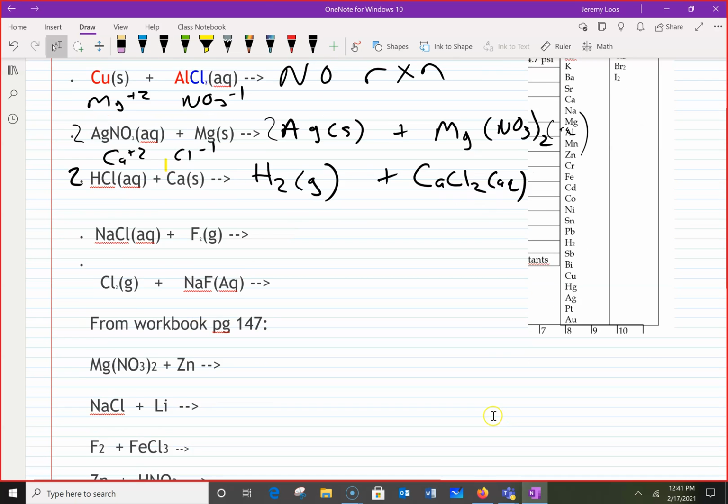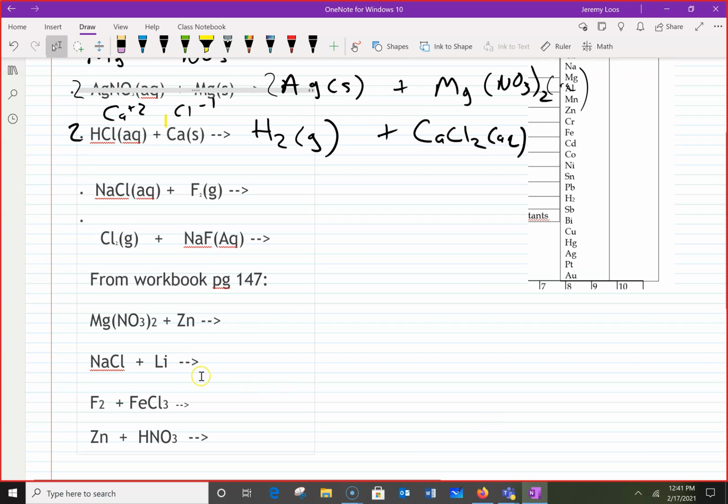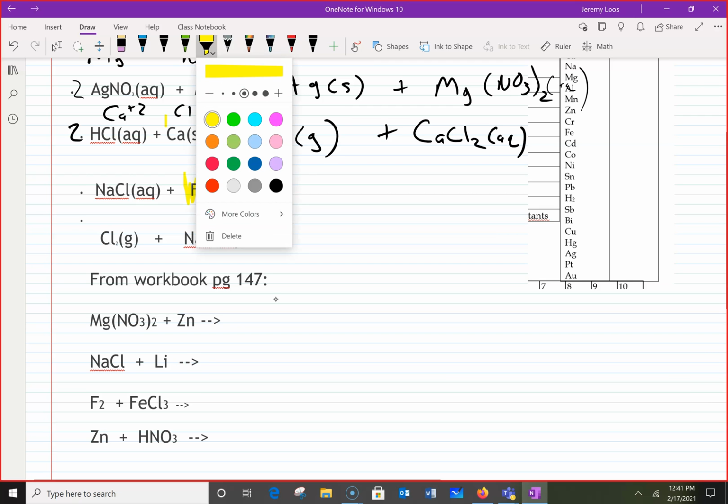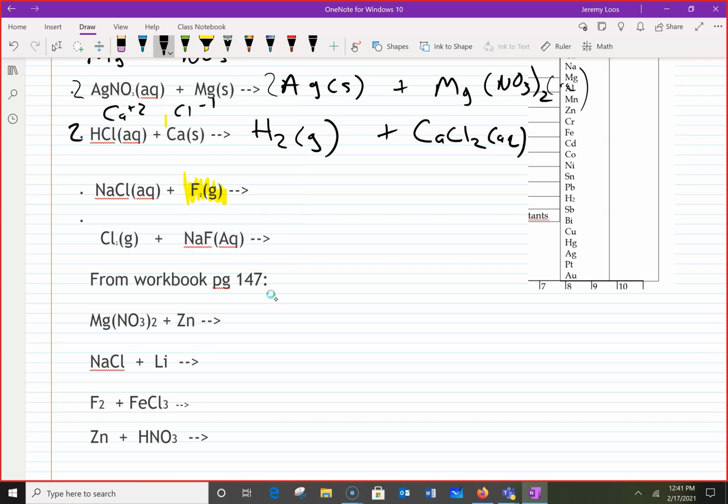All right. Let's keep it going here. Let's look at a couple more. So here we have the first example we've seen so far of a non-metal replacement. And the reason it's a non-metal replacement is because this time the element that's not part of a compound is fluorine. And so remember, metals replace metals, non-metals replace non-metals.